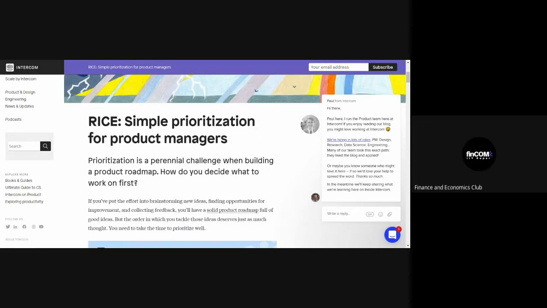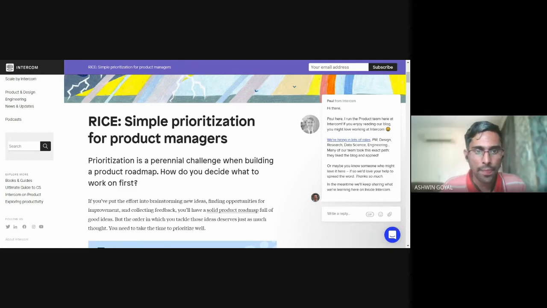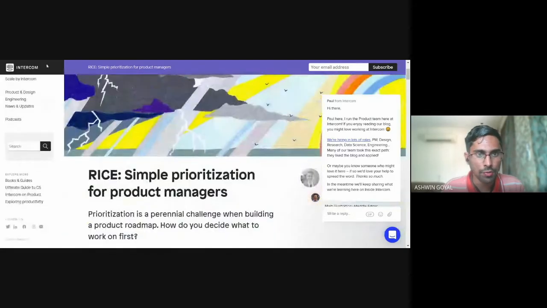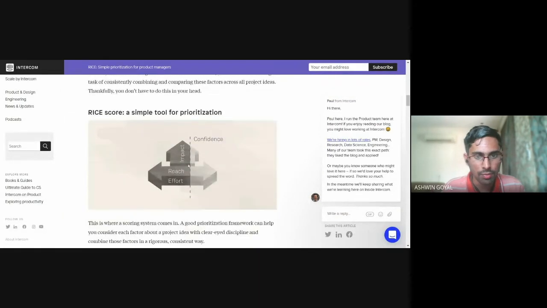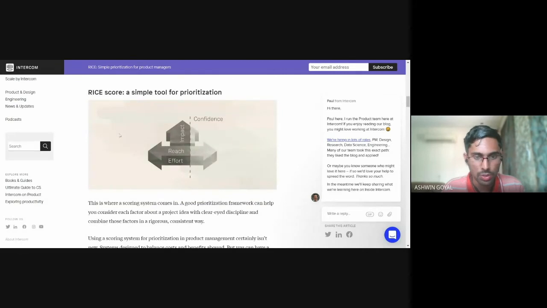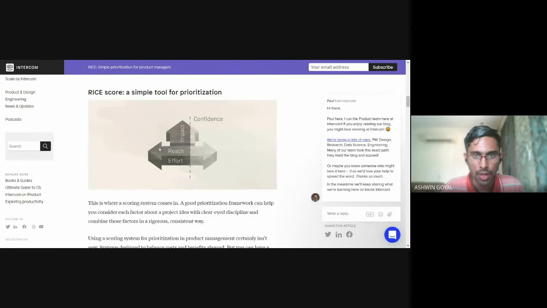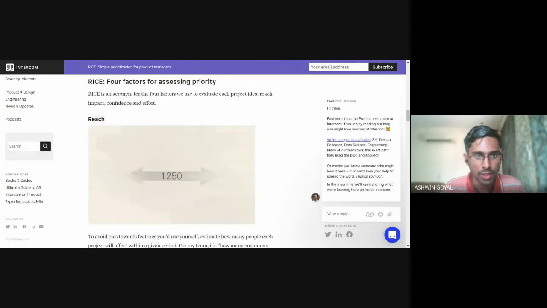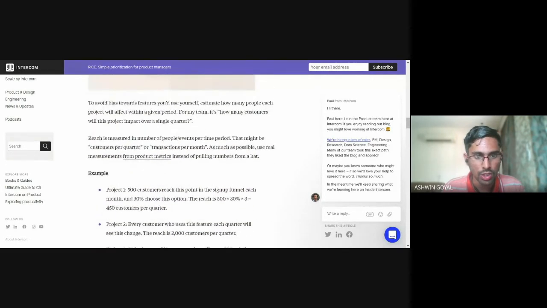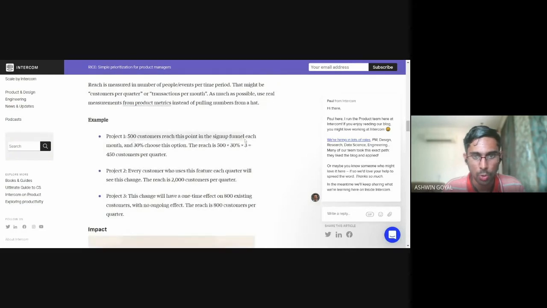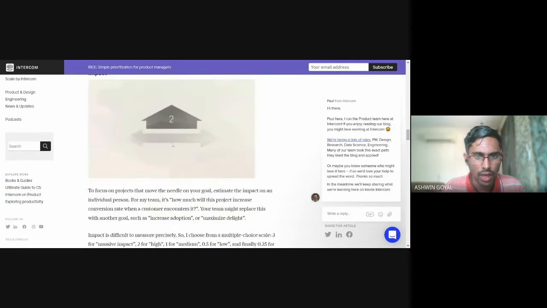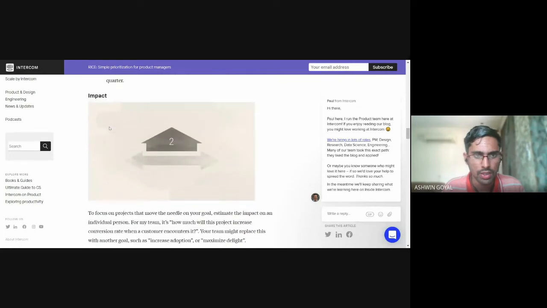Yes. So this is the framework that was developed by this company Intercom, and they have explained it very beautifully: reach, effort, impact, and confidence. They've explained each of these factors. So, reach, for example, 500 customers reach this point in the sign-up funnel each month. 30% choose the option. So, reach would be this. You can go through this and understand all the intricacies of using this framework.